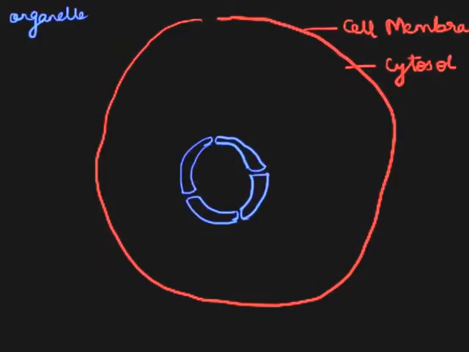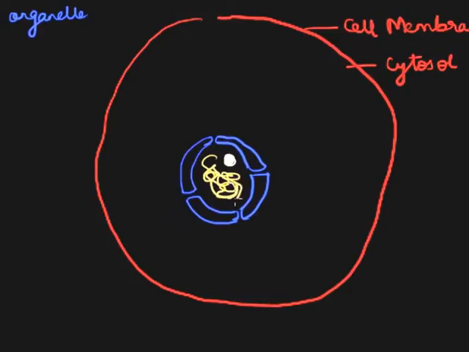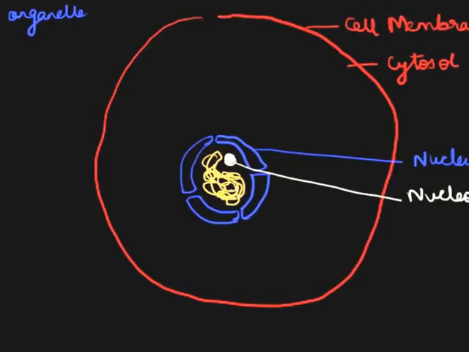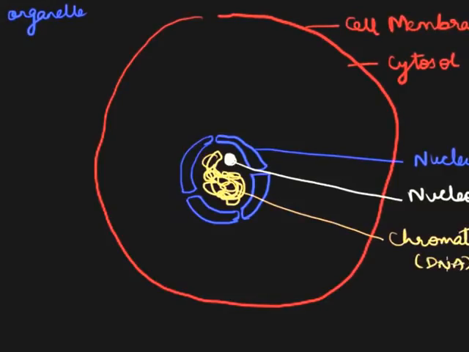Now within the nucleus we see two structures, the nucleolus, which is just a shaded circle, and the chromatin material, which is a squiggle, just a scribbled line. Now let us label all these parts. This is the nucleus. This is the nucleolus, and the squiggle is the chromatin material, or the DNA, or the genetic material of the cell.